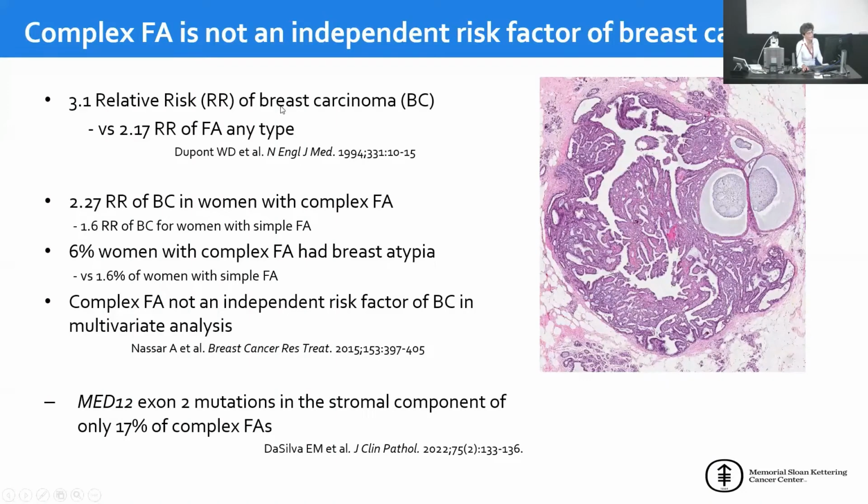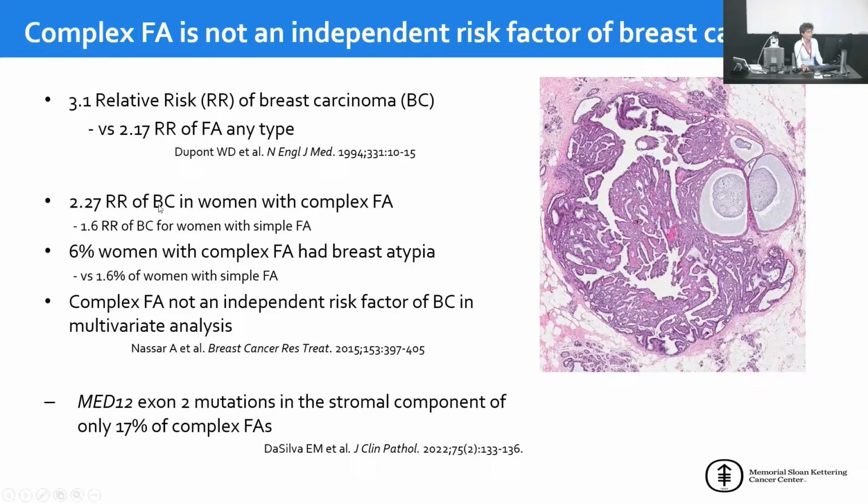Now, the interest in complex fibroadenoma comes from the fact that when they were first described by Dupont and Page, they concluded in their study that they had a higher relative risk of subsequent breast carcinoma of 3.1, compared to the 2.17 relative risk of fibroadenoma in general. And so actually some of our surgeons, when I first started my practice, including the chief of breast surgery, would say complex fibroadenoma, we need to excise. It has a high risk of finding breast carcinoma. So there was a lot of misconception.